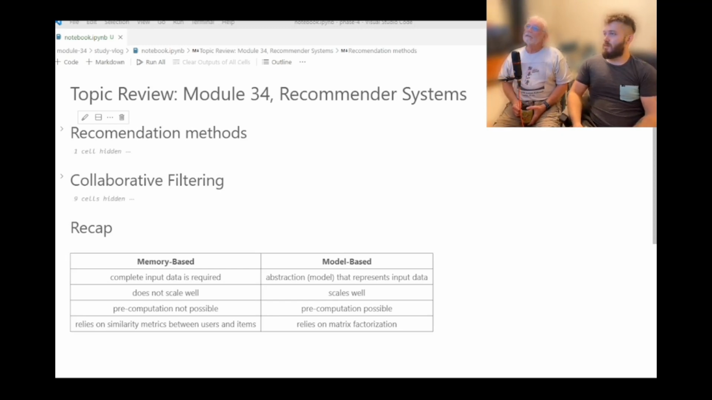So, what's an example where you would guess that you've maybe encountered a recommender algorithm?